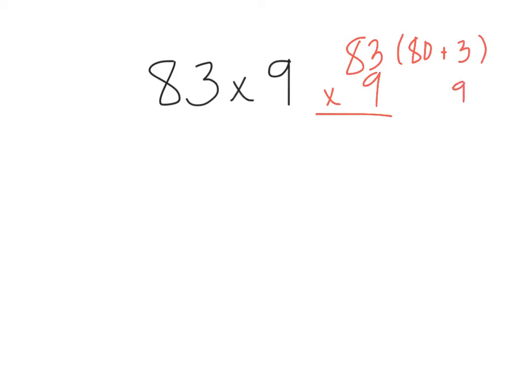Now, we talked about this before we went to virtual learning, but I pretend like they're at a party. 83 came together, and 9 came by themselves. So 80 plus 3 came together. They don't need to meet each other anymore because they know each other. But they do need to meet 9. So 80 needs to meet 9, and 3 needs to meet 9. So you draw a line. And down here you write 80 times 9. That's them meeting.